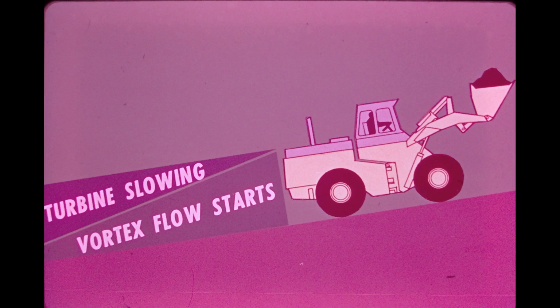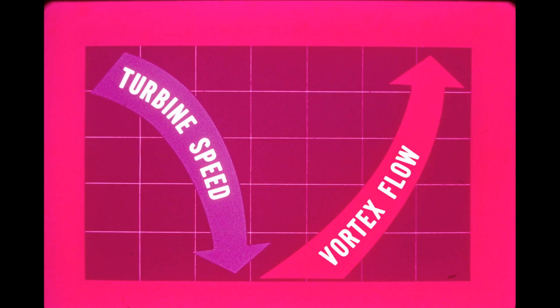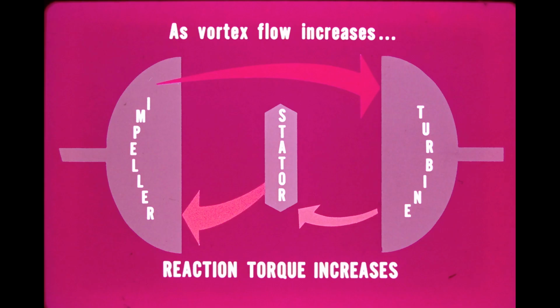But if the machine should come to a long, steep grade, speed would begin to decrease even though the engine is kept at full throttle. Because the turbine is connected to the drivetrain, turbine speed would also decrease, and vortex flow would begin. Now, thinking back to our discussion of vortex flow, we know that the slower the turbine rotates, the greater vortex flow becomes. As vortex flow increases, fluid flows through the impeller, turbine, and stator with increasing velocity or momentum. This means that reaction torque will continually increase.